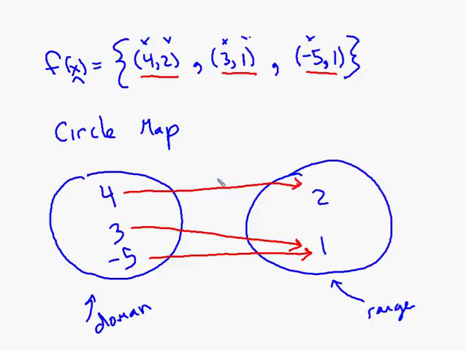No. Because look up here at my ordered pairs. 4, comma 2. So 4, 2. 3, comma 1. So 3, 1. And likewise, negative 5 goes to 1. Any questions on the circle map? Make sure you get that down. Because in your work here, around a quiz or on a test, you might have the set notation, you might have the circle map, or you might have the next one.